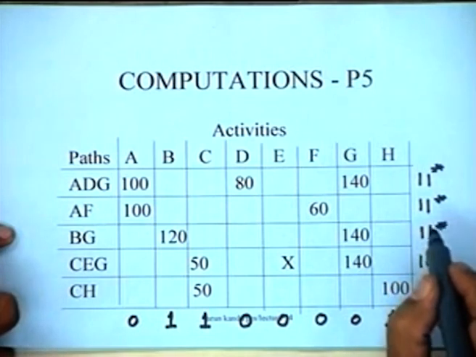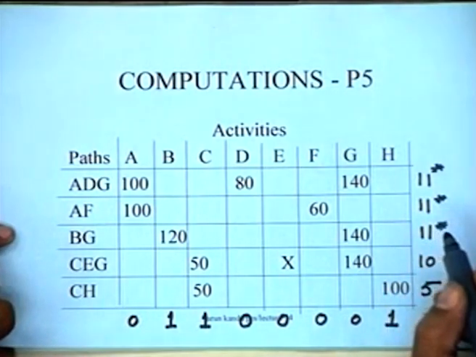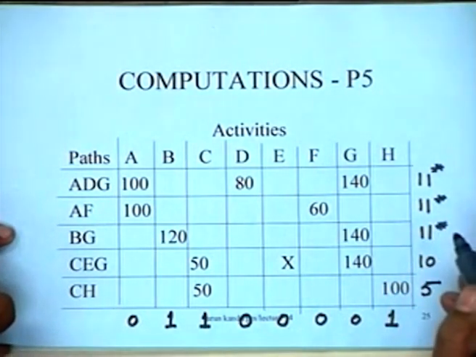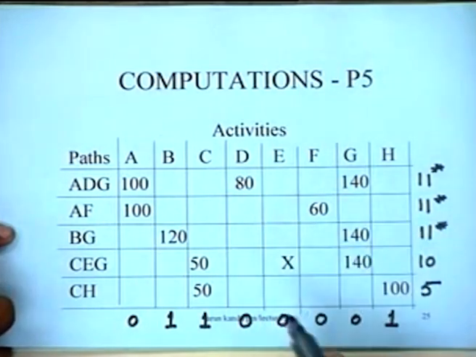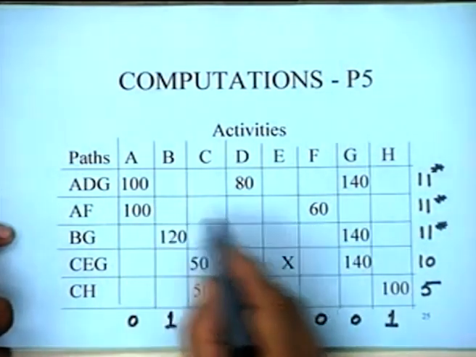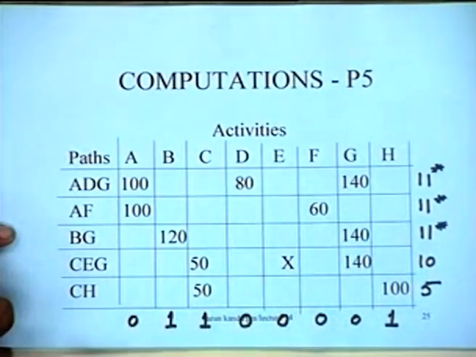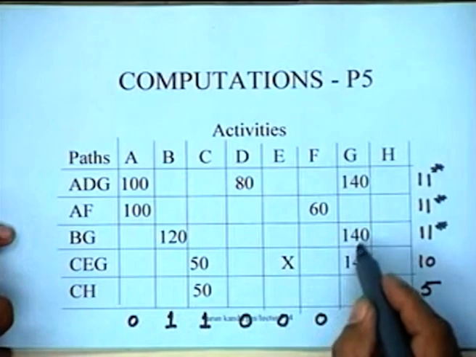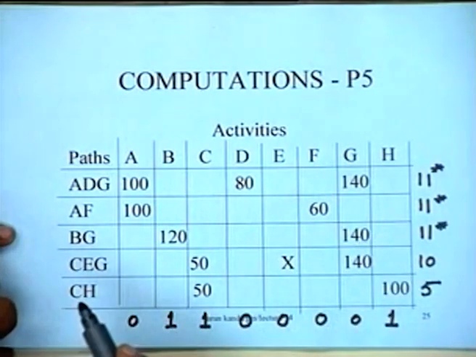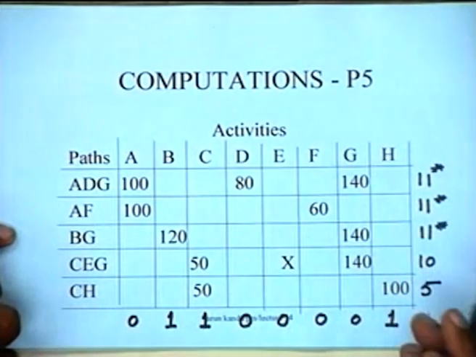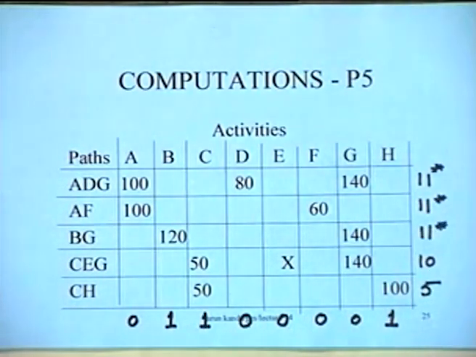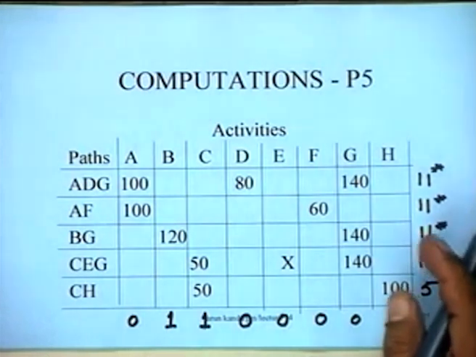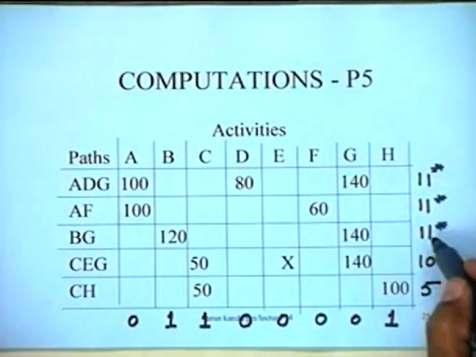You need not check all the paths. Even if one path becomes critical, that will ensure that you cannot reduce the duration of the project any further. But in this case, even this path cannot be reduced, and however BG can be reduced by 1 day, but it's pointless to do so. That's the point. So what we have seen here is that we cannot reduce the duration of the project in this case below 11 days.